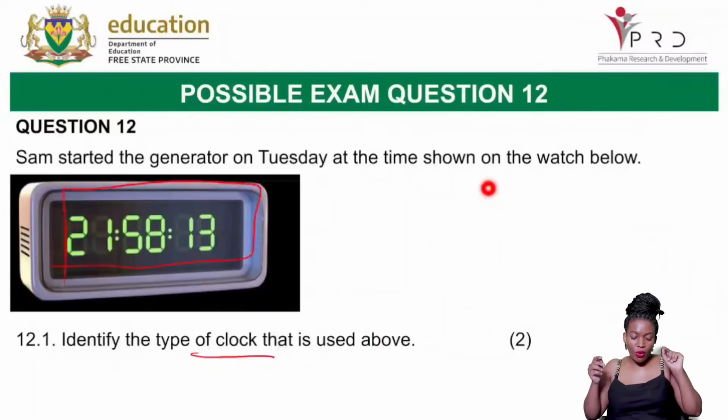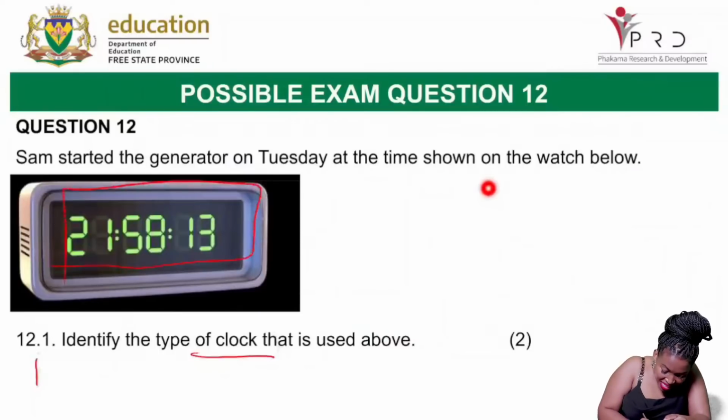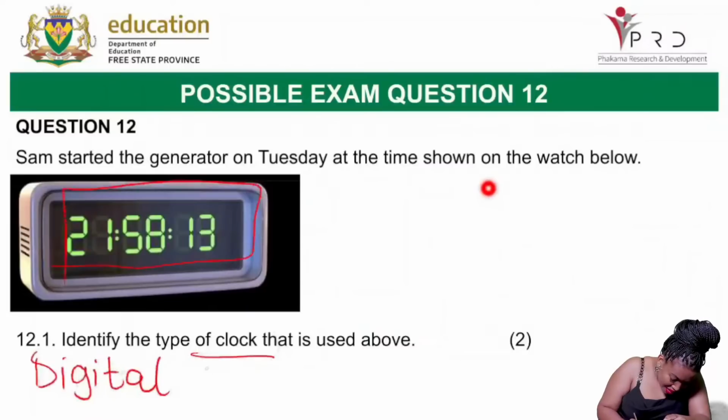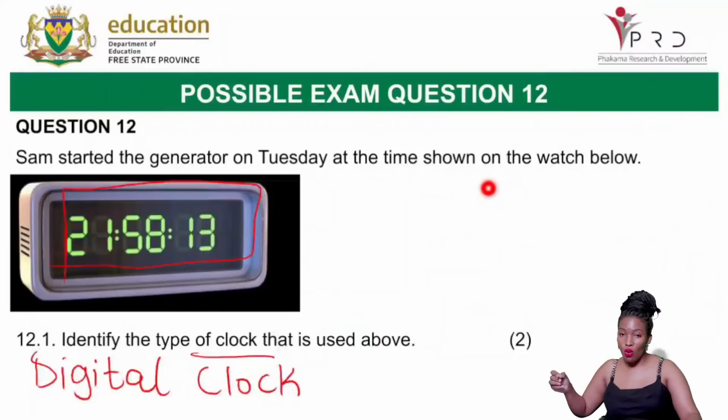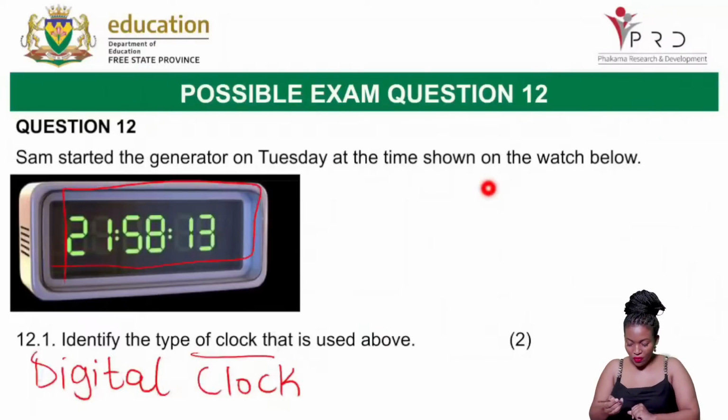This clock, when we were growing up, we used to call it a panya. But the correct mathematical literacy language, it is what? It is a digital clock. We call it a digital clock. So we have a digital clock, we have an analog clock. An analog is the normal round watch. This one is called a digital clock. Please don't forget on Monday if it is there.